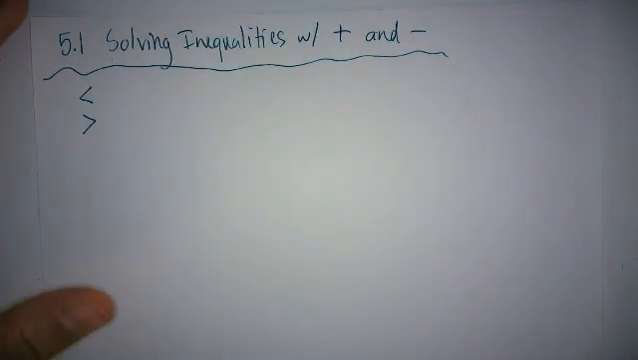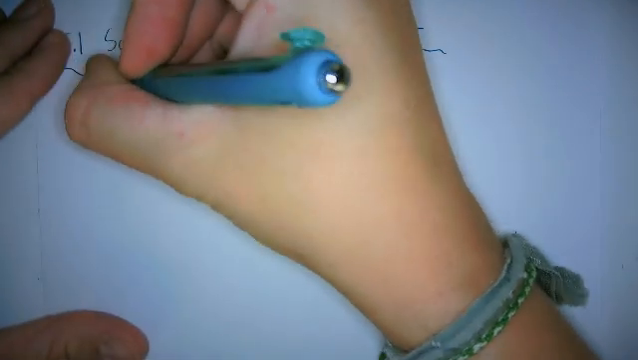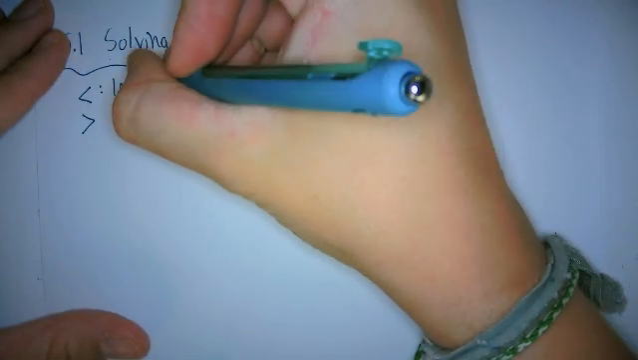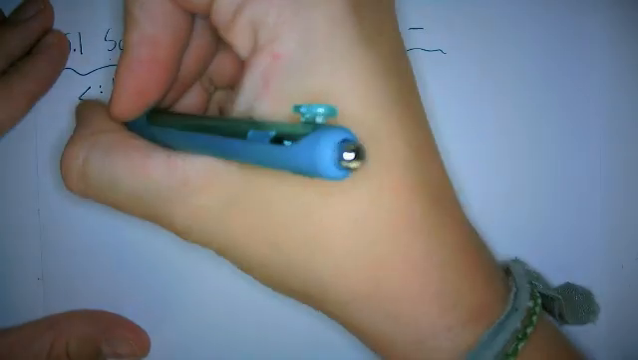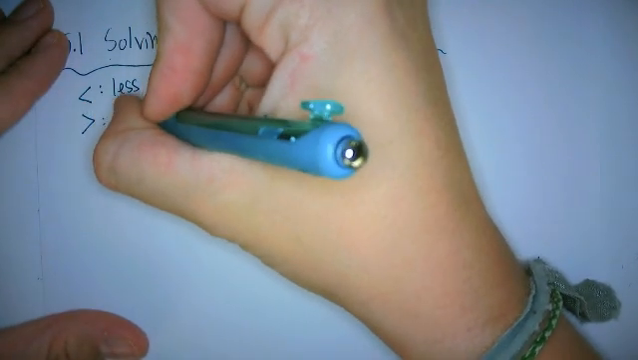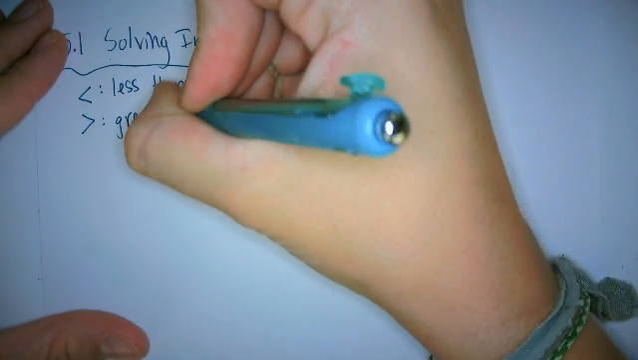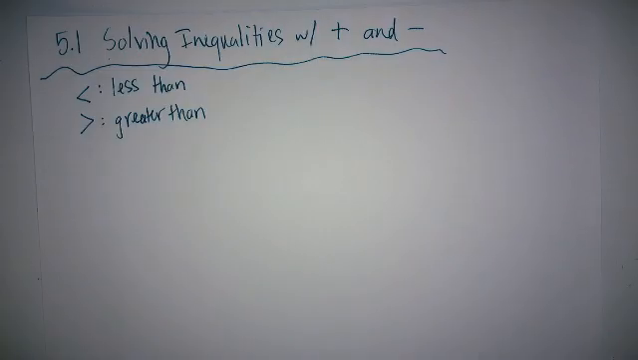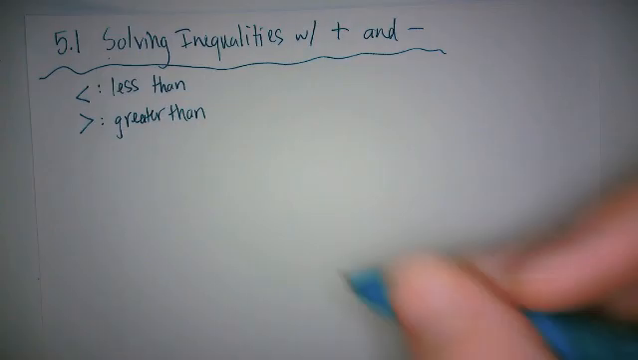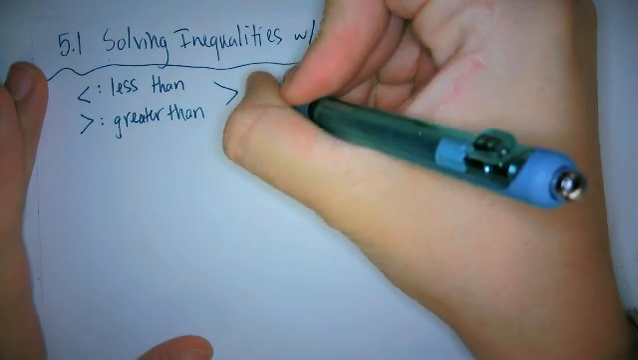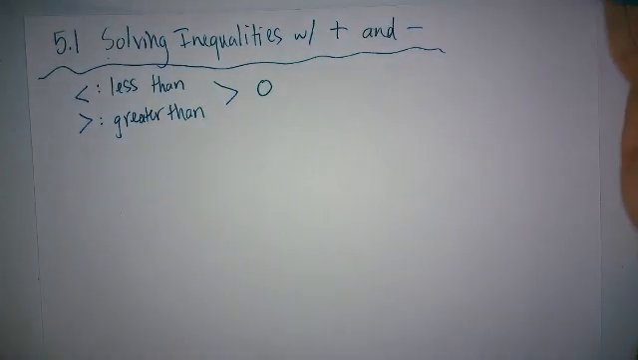Okay, so starting off with our two basic inequality signs, right? This is our less than, and this is our greater than. Okay, if we see these two signs, we know that we are going to have to use an open circle for graphing. Okay, those two signs mean open circle.